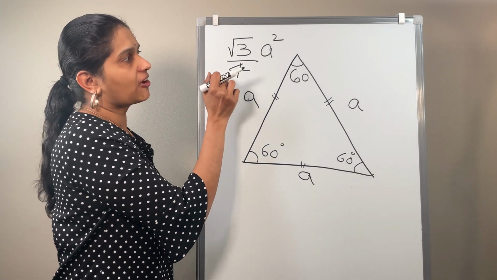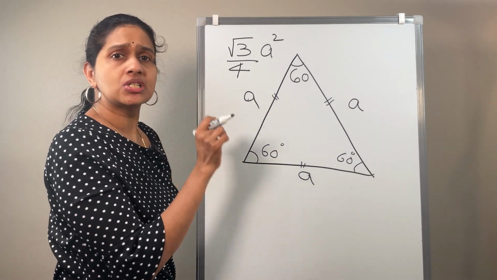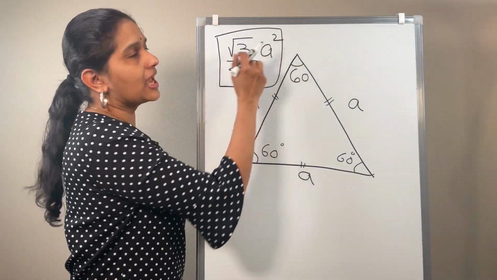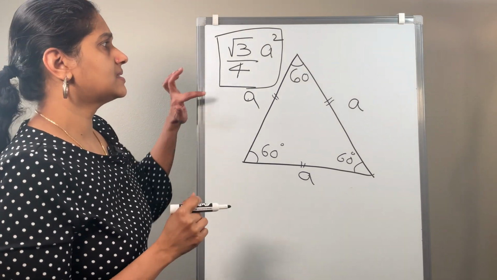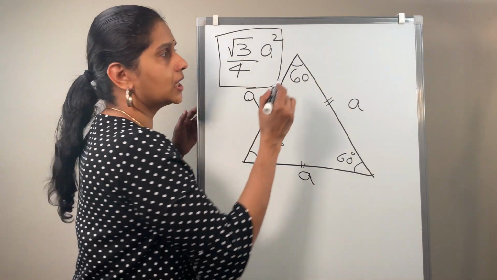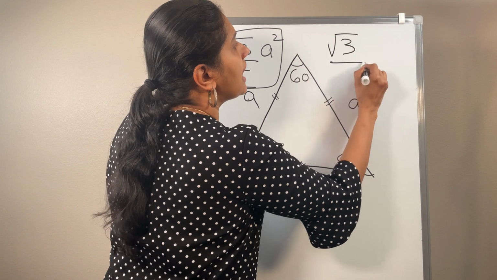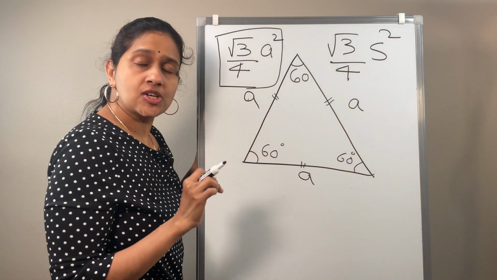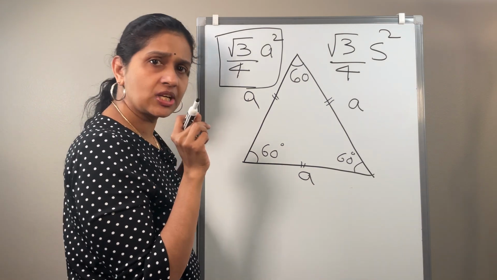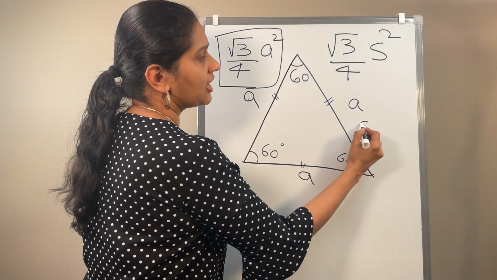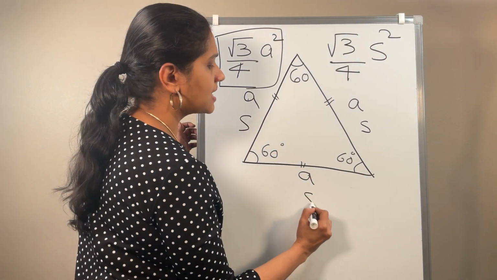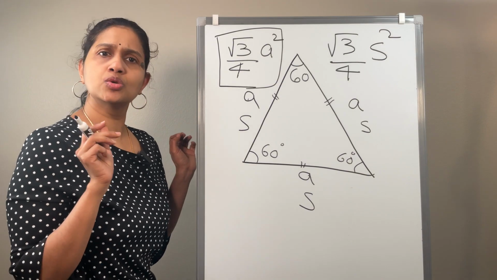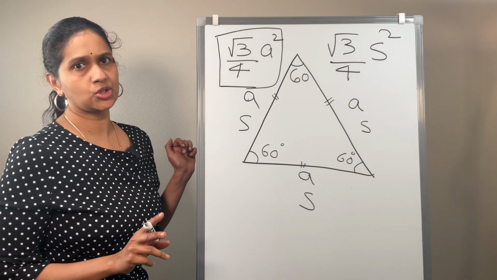So the formula for finding the area of the equilateral triangle is going to be root 3 by 4 A square. In some places, instead of this A square, you can see they have written root 3 by 4 S square, where S refers to the side of the equilateral triangle. It is the same. Instead of A, they are using the notation S. So these two formulas are one and the same. There is no difference in it. That is the first thing to understand.